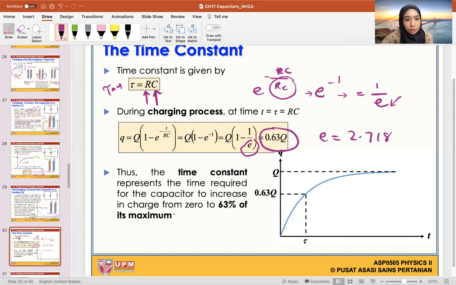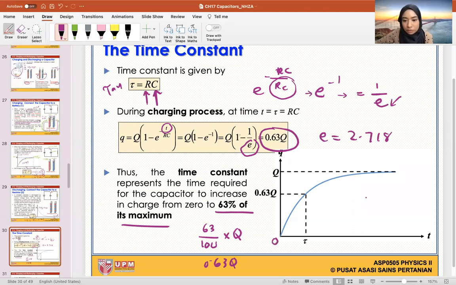All right, so again, I'm going to repeat myself. Time constant is equal to RC. If they ask what is the charge the capacitor has at the time constant, you should substitute T with RC, or T with tau. It should be equal to 0.63 of the maximum charge the capacitor can have, or 63%. 63% is 63 over 100 times Q, which is 0.63 Q. It's the same thing.